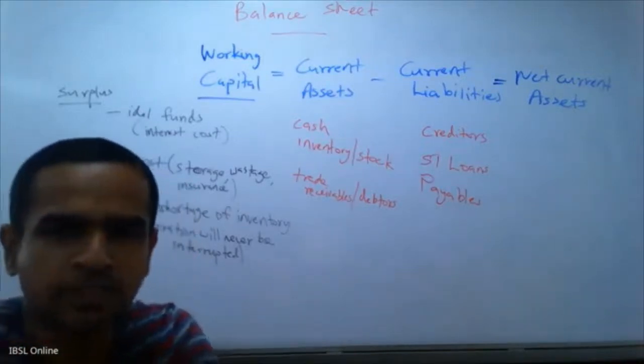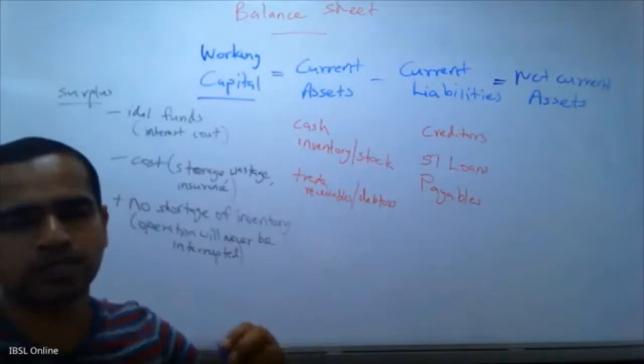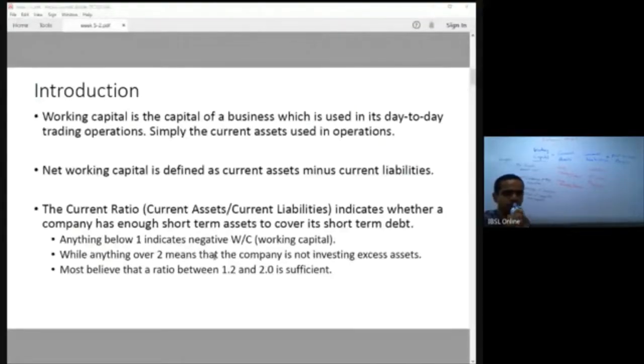Working capital is the capital of a business which is used in its day-to-day trading operations. Simply the current assets used in operations. Net working capital is defined as current assets minus current liabilities. Current ratio. Very important ratio. Current assets over current liabilities indicates whether a company has enough short-term assets to cover short-term debt. Right? Now, it's very, very important that you cover your short-term debt. Why? Because if you can't cover your debt payments, then your creditors can sue you for bankruptcy. And you might have to file for bankruptcy if you can't service your short-term debt. So it's very important that you have enough free cash flows to service short-term debt.